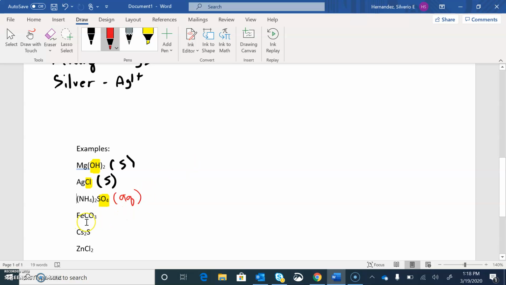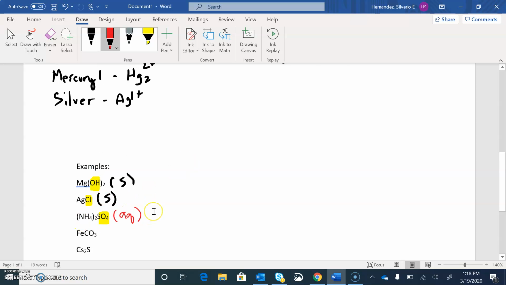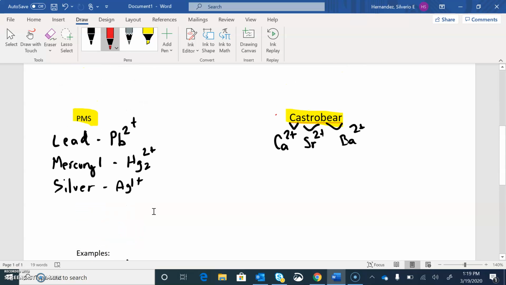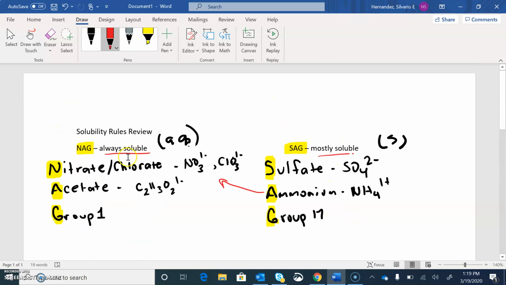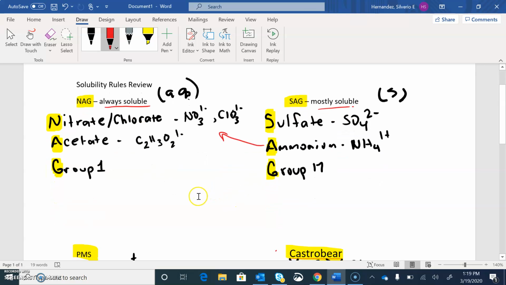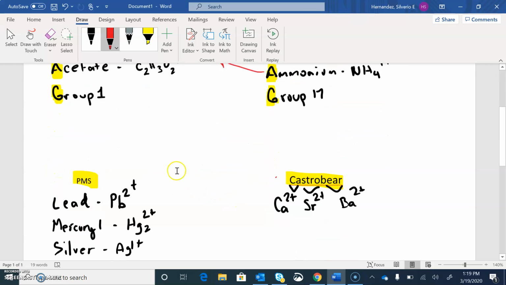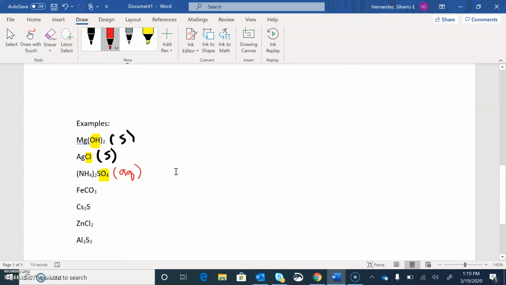The next one down is iron 2 carbonate. So I'm going to come back up. Again, I'm looking for that carbonate ion. I'm going to stop highlighting the negative part here to speed it up. So I see that the carbonate ion is not up here anywhere. So since it's not up here and I can't apply a rule to it, I'm going to assume that it's going to produce a precipitate. So it's going to be solid.